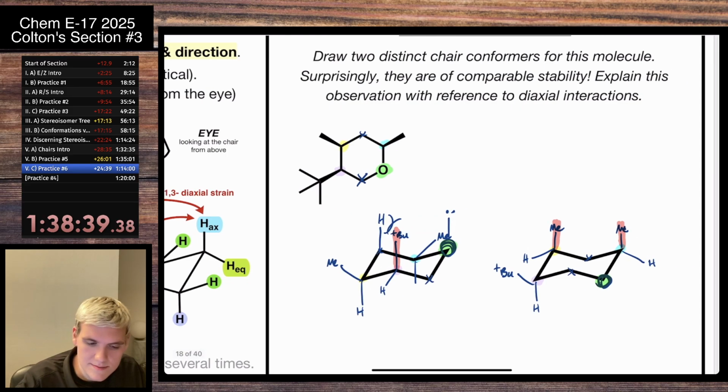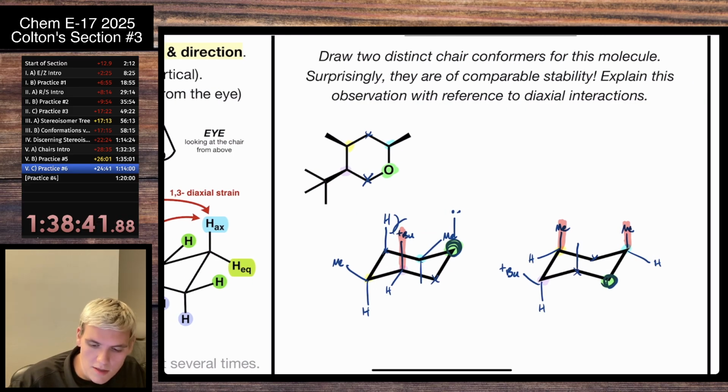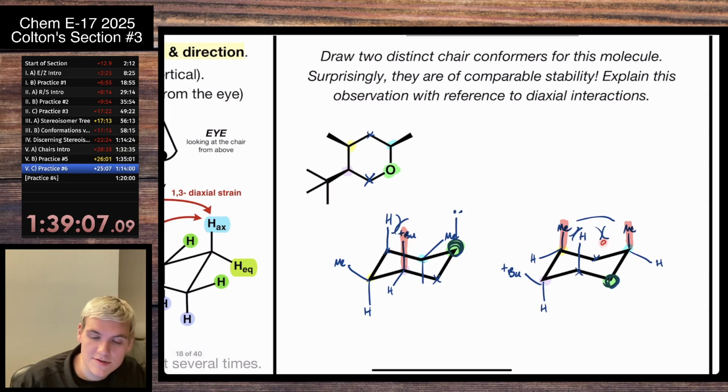Whereas over here, all of our axial things are going to have energetic costs with the hydrogen and with each other. So we'll have diaxial interactions here, here, and here. And so even though this one thing is huge, there are fewer diaxial interactions because there is a lone pair here. And then over here, even though these things are smaller, there are more diaxial interactions. And so that is why these 2 are going to be roughly similar in energy level.